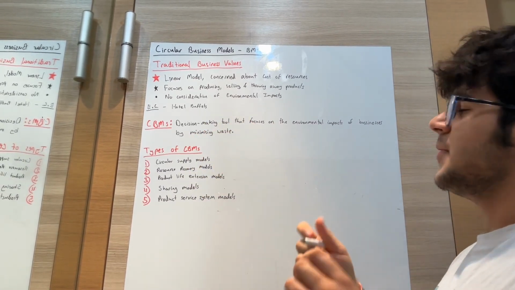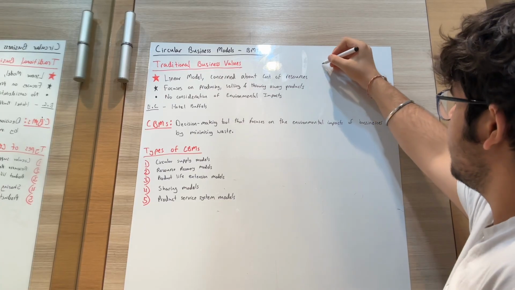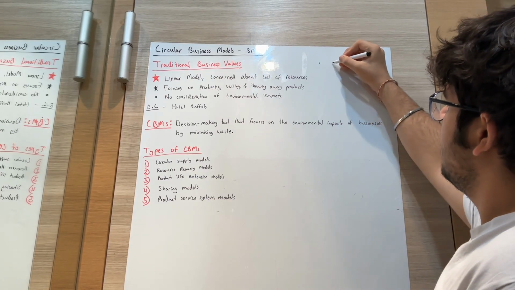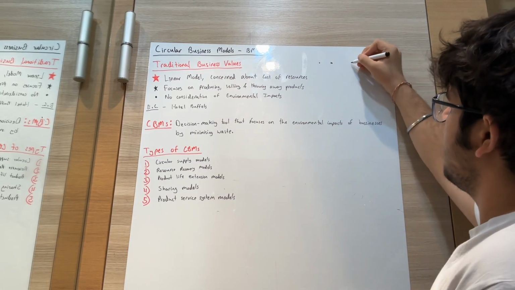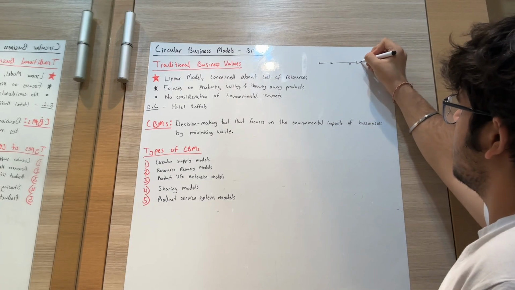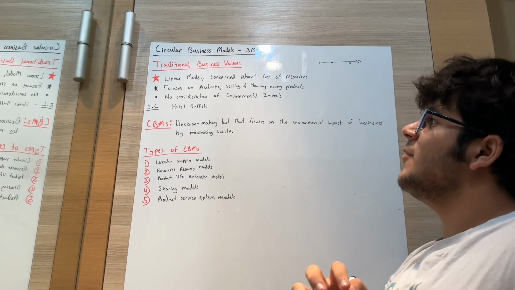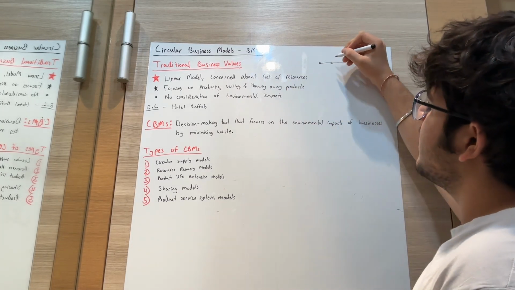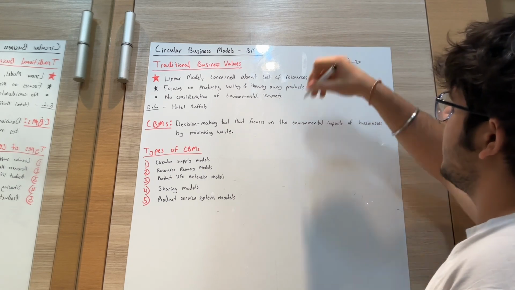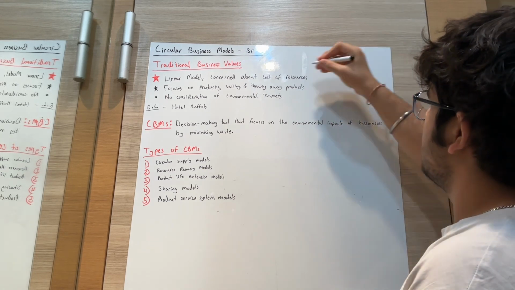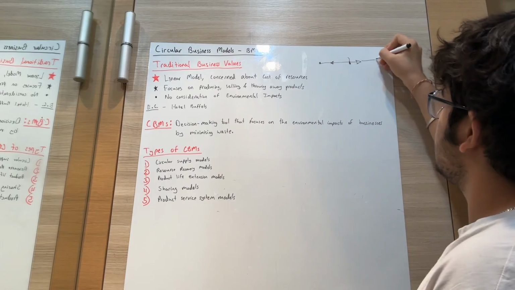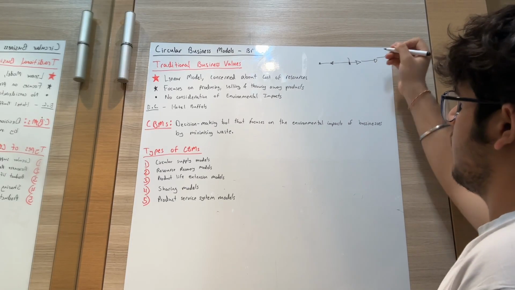It's only concerned about the cost of resources. So, this linear model of production: inputs, production, outputs, bang. It focuses on producing, selling, and then throwing away any excess, okay? And there's no going back. It just keeps going forward, keeps going forward.